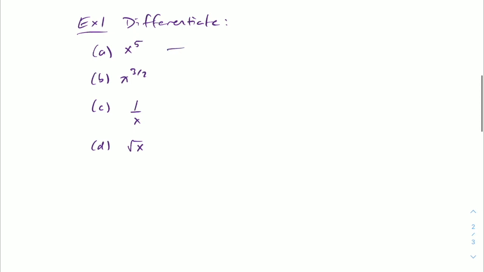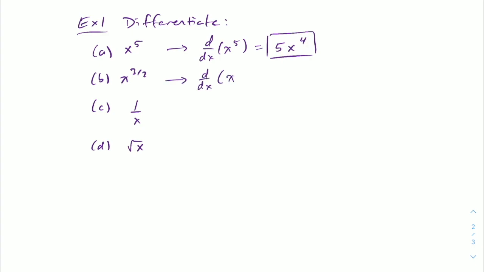Okay, so the derivative of x to the 5th, by the power rule, we're going to bring the 5 down, and we're going to subtract 1 from 5. We get 5x to the 4th. Pretty straightforward. Derivative of x to the 3/2. Now we haven't looked at a fractional power before, but the power rule does apply here. We're going to bring the 3/2 down, and we're going to subtract 1 from the 3/2. And that will give us 3/2 x to the 1/2.